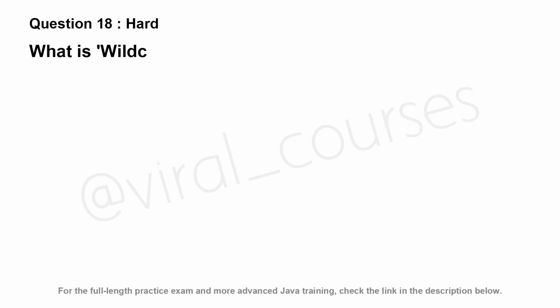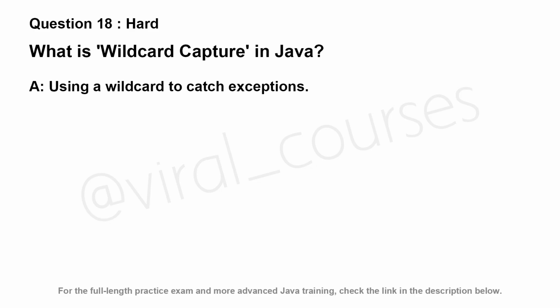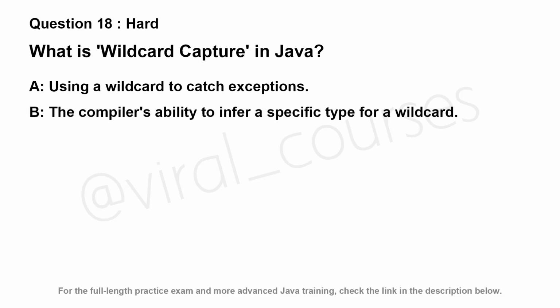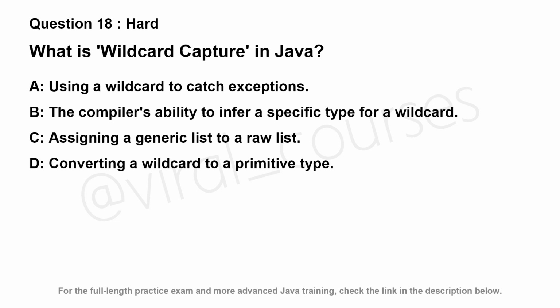What is wildcard capture in Java? Option A, using a wildcard to catch exceptions. Option B, the compiler's ability to infer a specific type for a wildcard. Option C, assigning a generic list to a raw list. Option D, converting a wildcard to a primitive type.